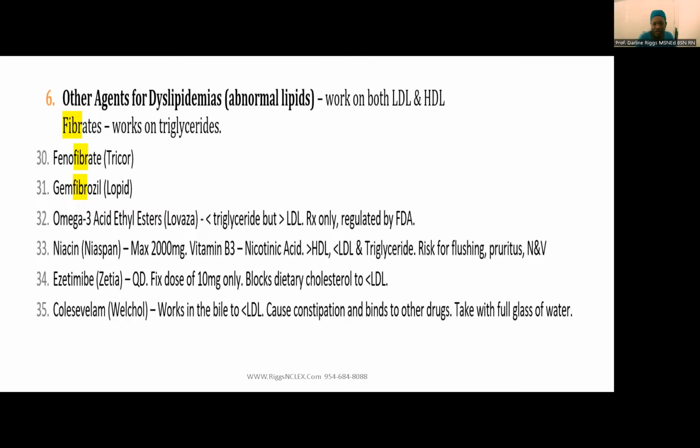These are natural, the omega-3s you're probably very familiar with, great. They're regulated by the FDA. With niacin, there is a nice question on the NCLEX about the pruritus. You want to warn the client about that, right? Zetia has a nice commercial, ezetimibe. It's going to block that dietary cholesterol, that intake that the client is probably overdoing.